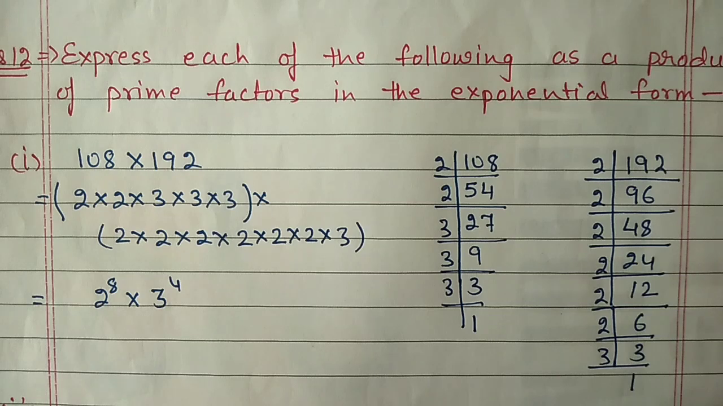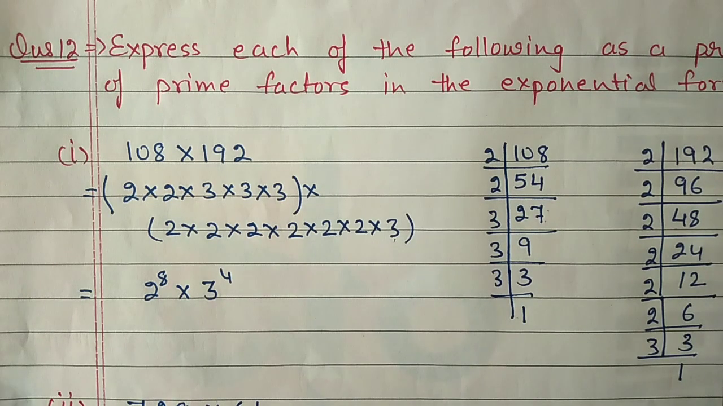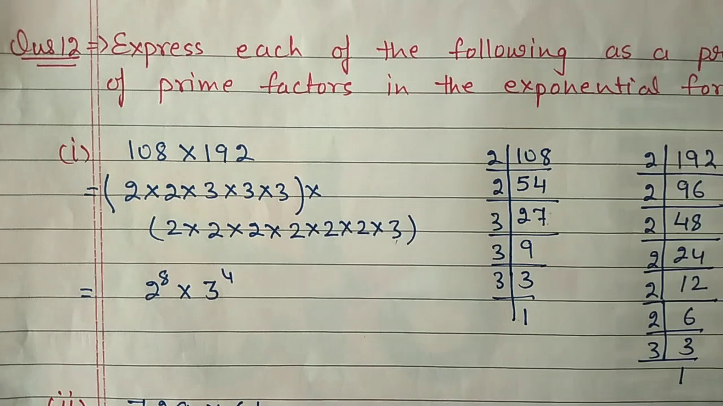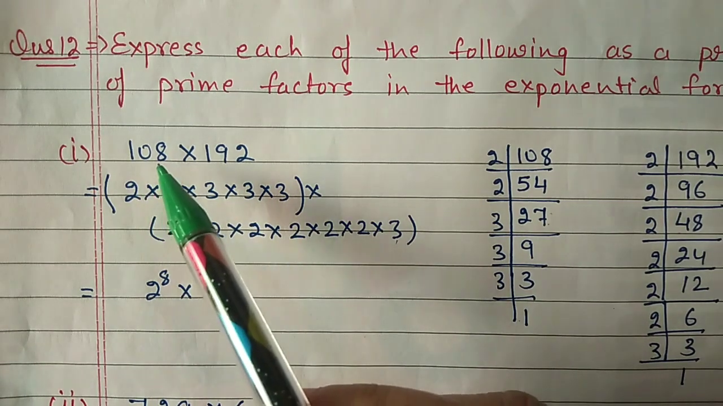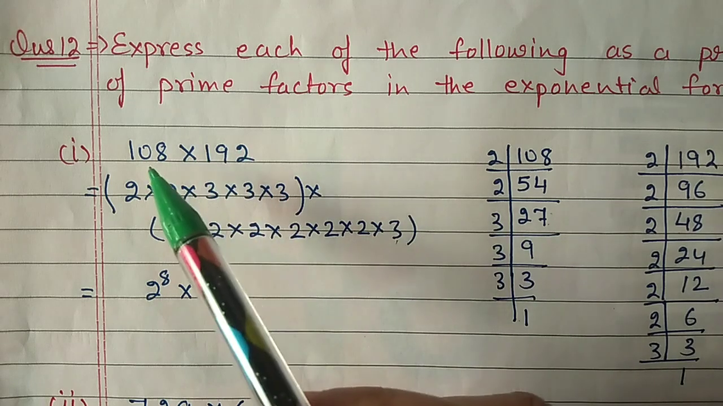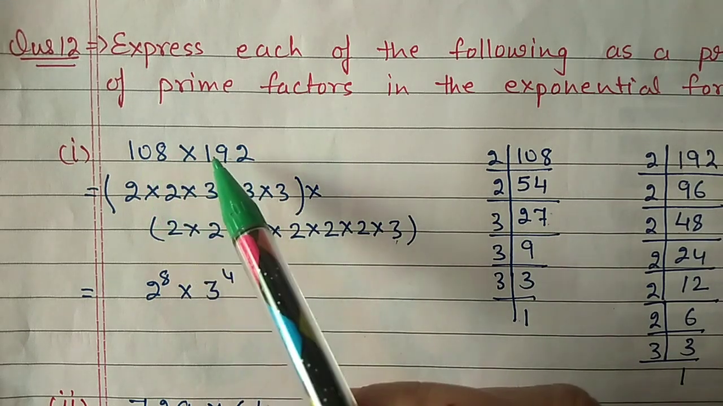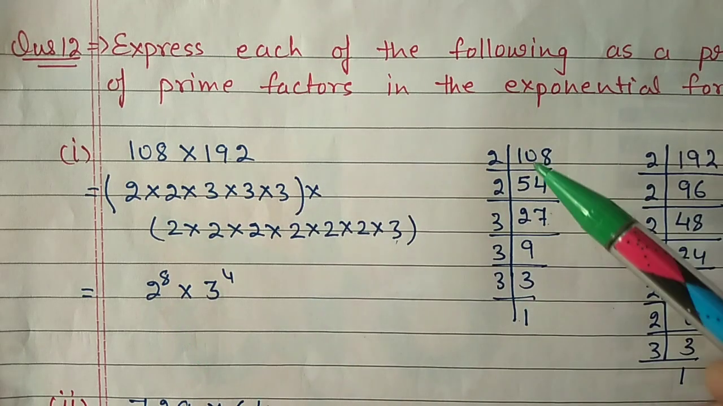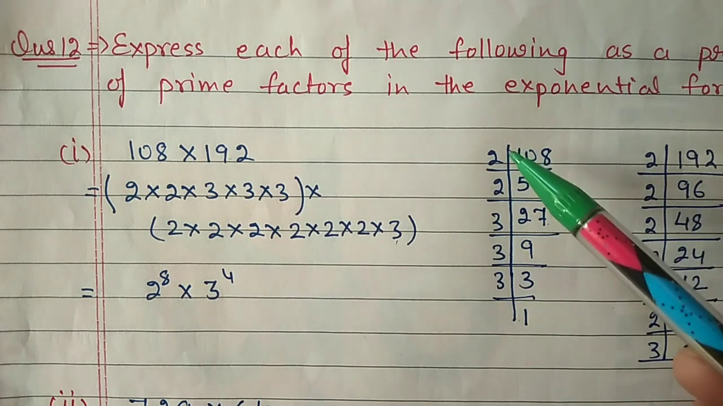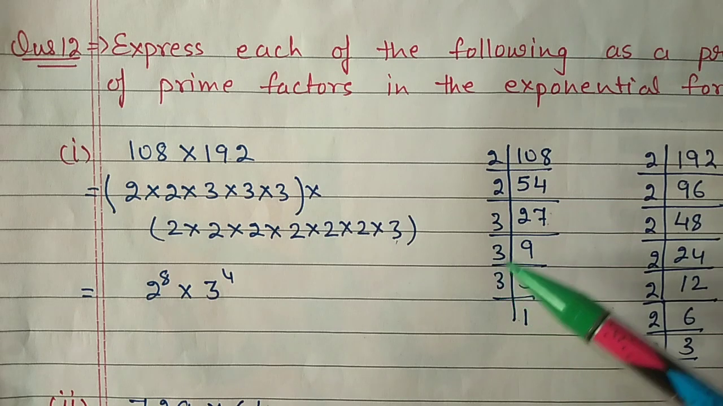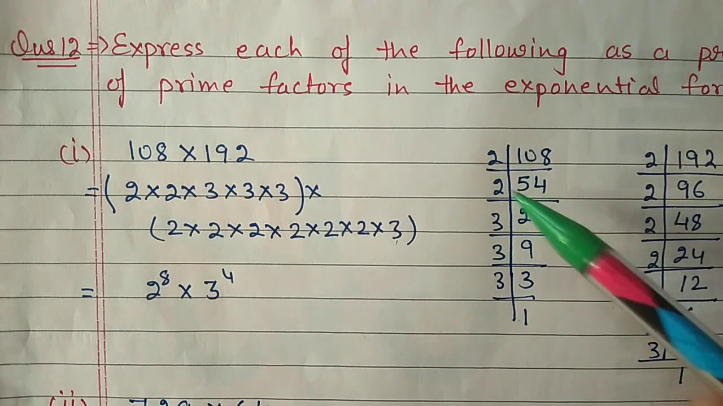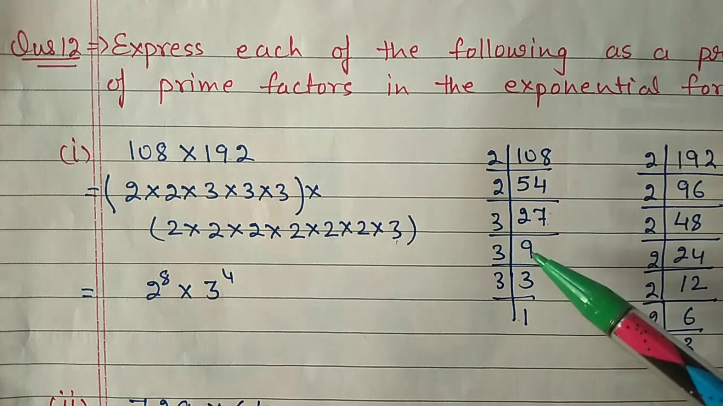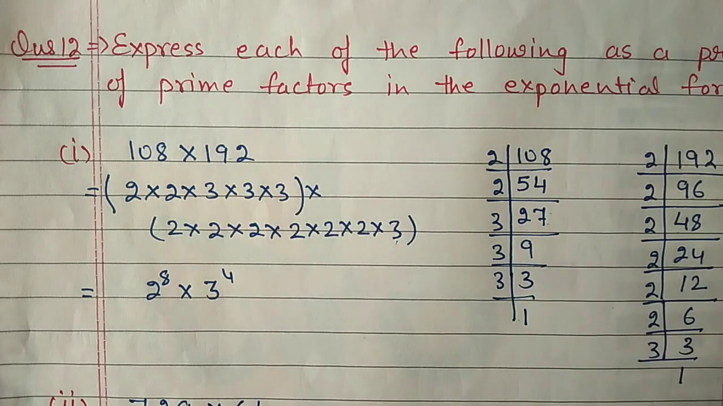Question number 12. Express each of the following as a product of prime factors in the exponential form. So first part is 108 into 192. We have to do the prime factorization of these two numbers and then express our answer in exponential form. So 108, do the factor. Use prime numbers only here. 2 54 times, 2 27, then 3 9, 3 3 and 3 1 time.